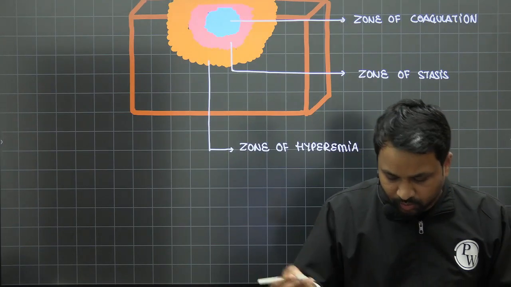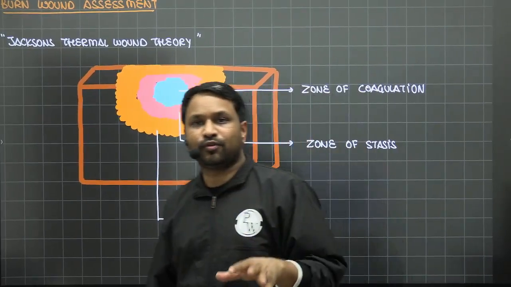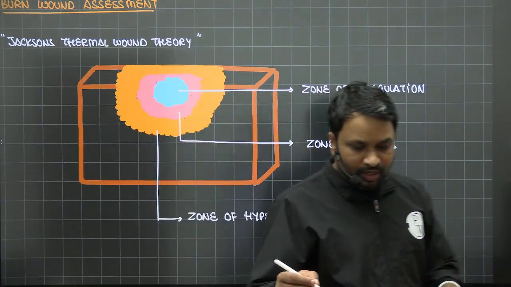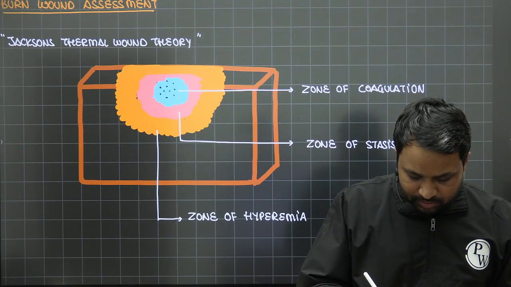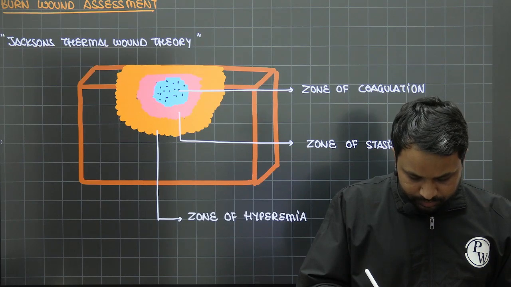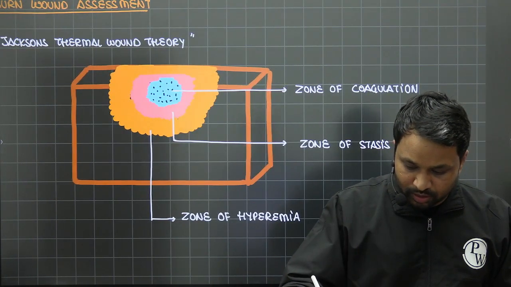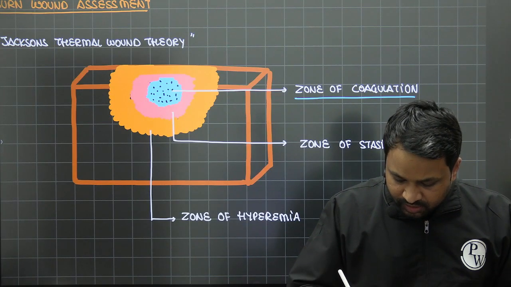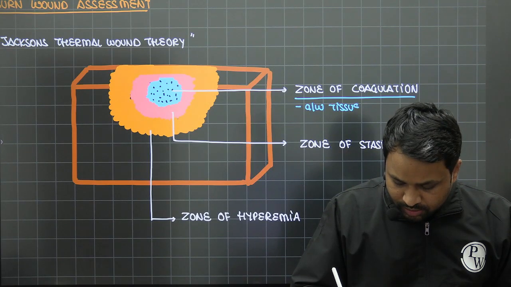Emia means blood only, so this hyperemia is there. Okay? So three distinctive zones. You have the zone of coagulation, the zone of stasis, and then the zone of hyperemia. You will notice that the zone of coagulation is a zone where you have maximum tissue damage. Now, because there's maximum tissue damage, it is associated with tissue necrosis, right? So the zone of coagulation is associated with tissue necrosis.